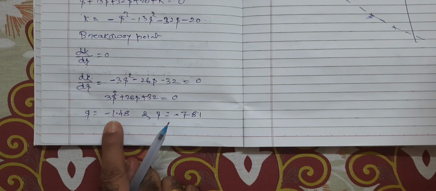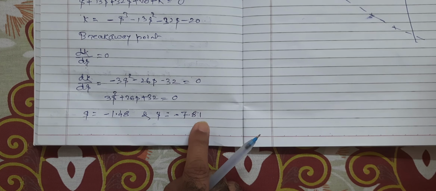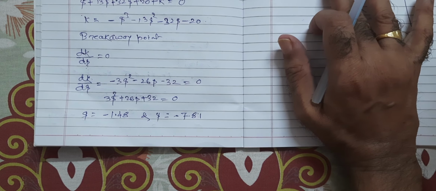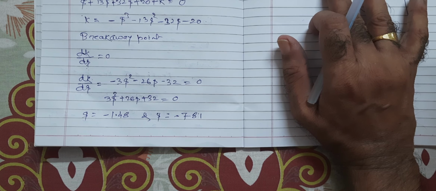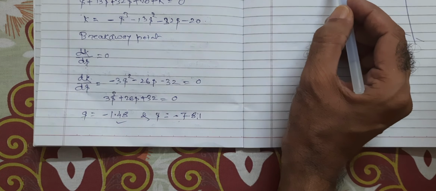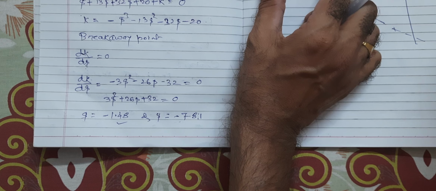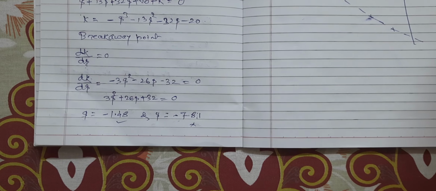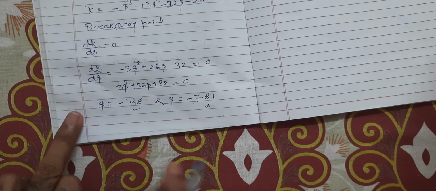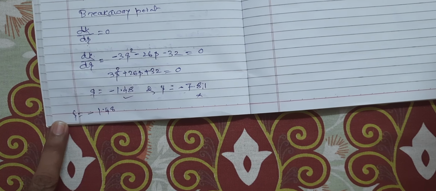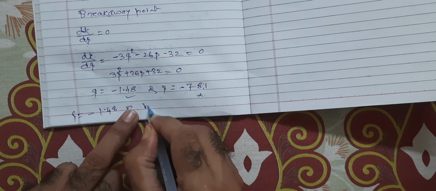Now the breakaway points that we have calculated are -1.48 and -7.81. Now see here, -1.48 lies between -1 and -2, so it is on the root locus region. So this is our valid breakaway point. -7.81 is between -2 and -10, but between -2 and -10 there is no root locus. It is not a root locus region, so this is an invalid point. So s=-1.48 is a breakaway point.